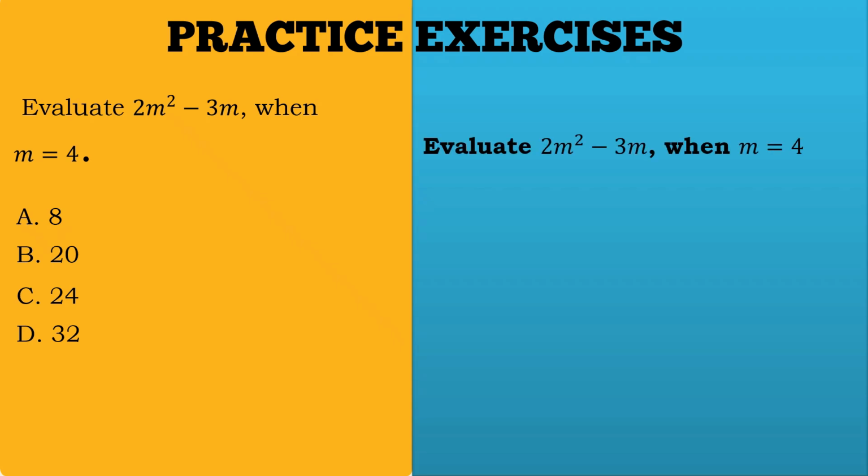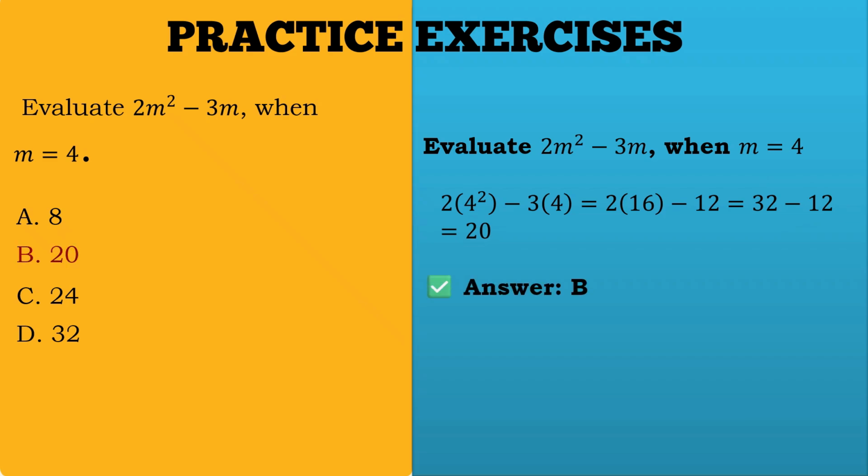Alright. First, let's substitute the value of m, which is 4, into the expression. So we have 2 times 4 raised to the exponent of 2 minus 3 times 4. So 4 raised to the exponent of 2 means 4 times 4, which is equal to 16, and negative 3 times 4 is equal to negative 12. Then let's multiply 2 and 16, and the answer is equal to 32. Then let's subtract 12 from 32. The final answer is equal to 20, and it is letter B.